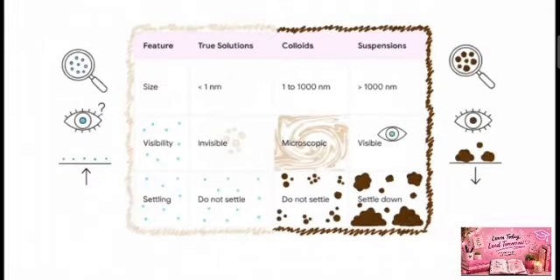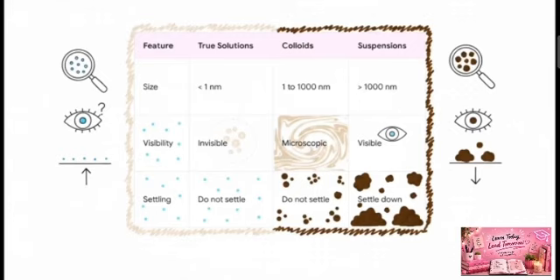But things get really interesting when we break down these mixtures by the actual size of their particles. A true solution, like salt completely dissolved in water, has particles smaller than a single nanometer. That is incredibly tiny. They are entirely invisible and they never settle at the bottom. A suspension, like our muddy water from a second ago, has large particles, over 1,000 nanometers. You can easily see them, and if you just leave the glass alone, gravity is going to pull all that mud right to the bottom.